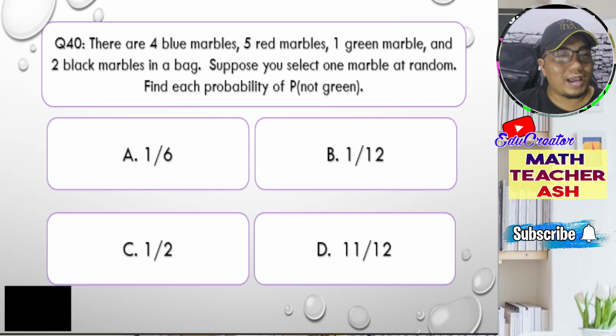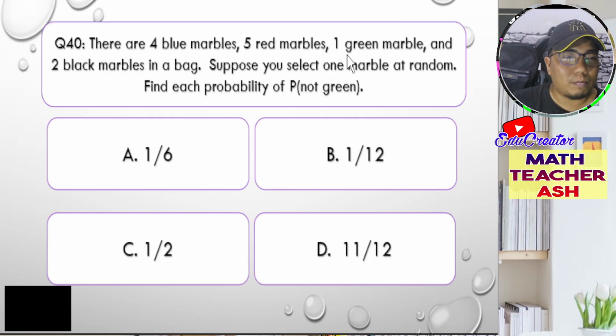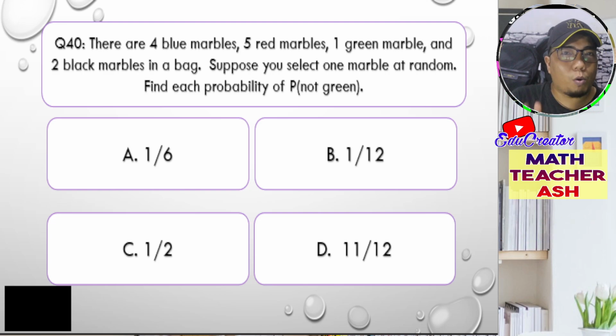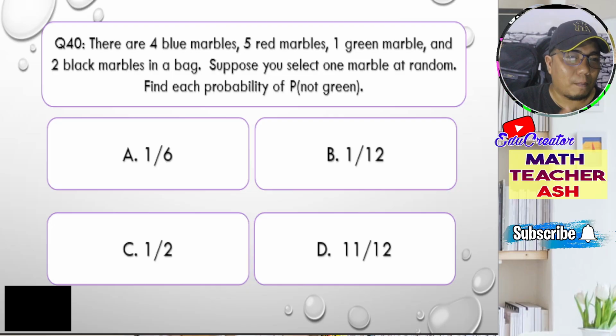Alright, math learners, we have 12 marbles still. But what we are finding now is the probability that is not green. So we have only one green marble. Meaning that among the 12 marbles, only one is green. Therefore, not green are 11 marbles. Okay, so the correct answer is 11 out of 12. That is 11 over 12.